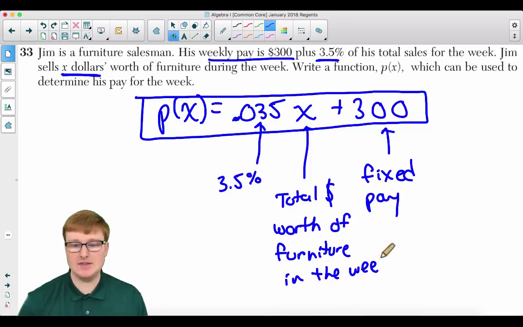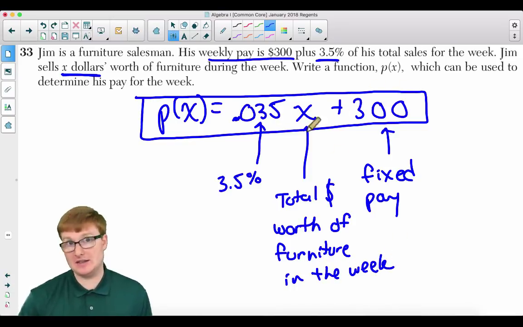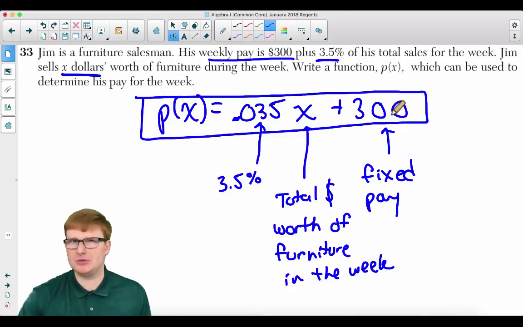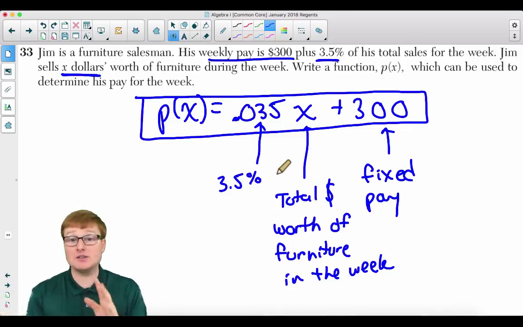Okay? And as you can see, the reason why I put it in this form is it's y equals mx plus b. It's a line. That's why I put the 300 at the end. But that is your equation. You could absolutely put the 300 before the 0.035x because addition is commutative.